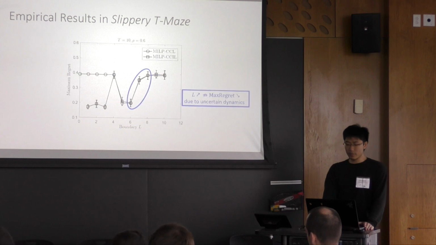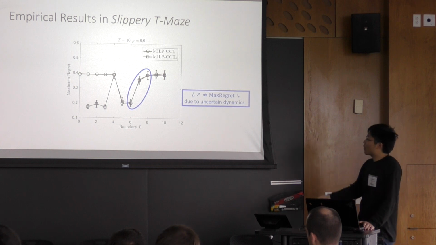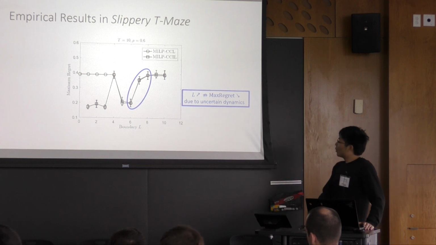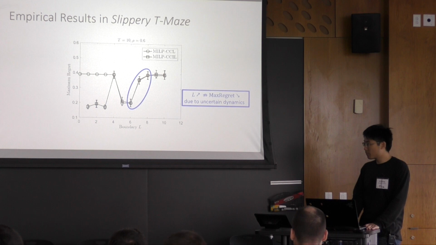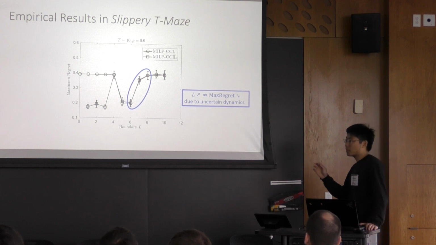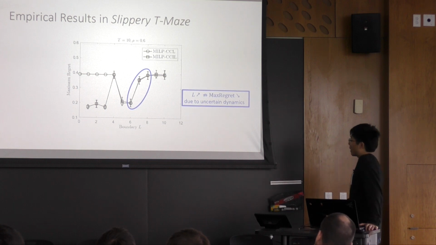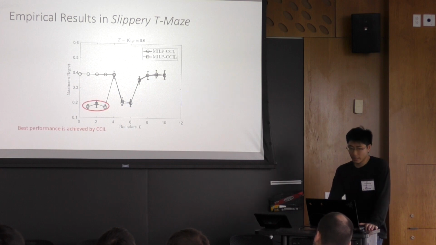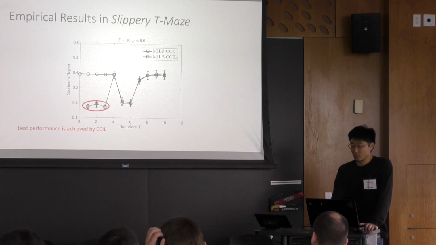In this slide, we plot the maximum regret of CCL and CCIL with increasing look-ahead boundary. What's interesting and different from the previous example is that if you have uncertain transition dynamics, monotonicity is not guaranteed. Basically, if you increase the look-ahead boundary, it is possible that the maximum regret also increases. But the best performance is still achieved by the iterative online method, which is here.